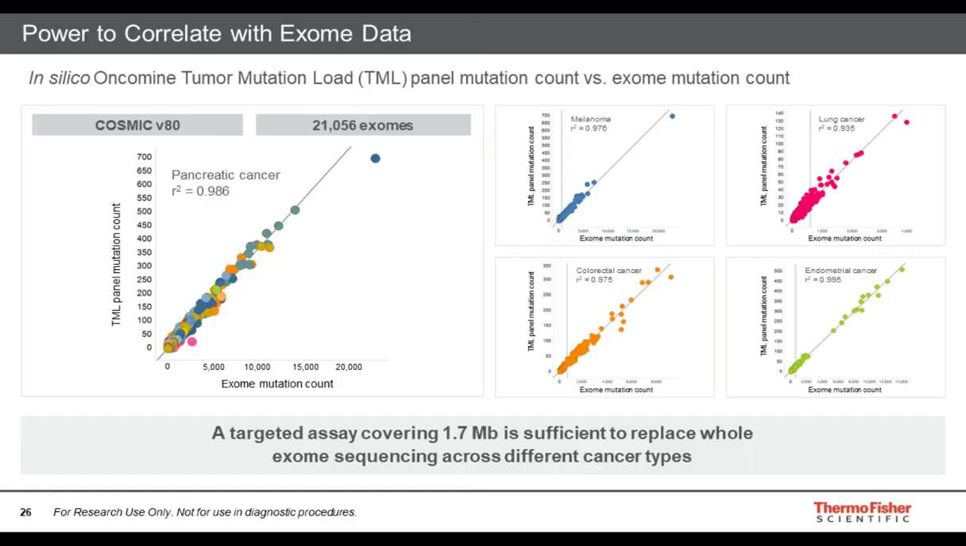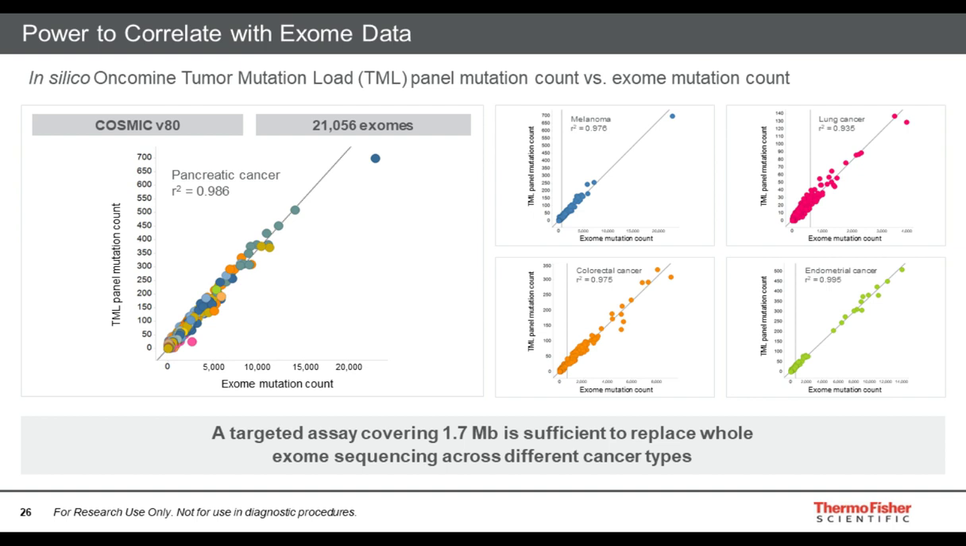So moving on, this slide here is showing the results of some in silico analysis that we did to demonstrate and convince ourselves that we didn't need something on the scale of a whole exome to be able to do accurate characterization of tumor mutation load. Here are the results of an in silico study using over 21,000 publicly available exomes. In the plot on the left, we're showing on the x-axis the exome mutation count from whole exome sequencing, and on the y-axis the mutation count from our 1.7 megabase TML panel. And as you can see here, there's very good correlation between the two.